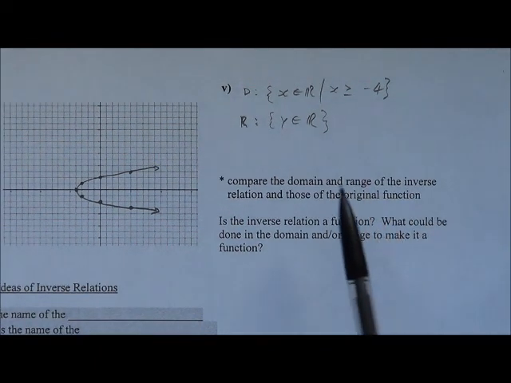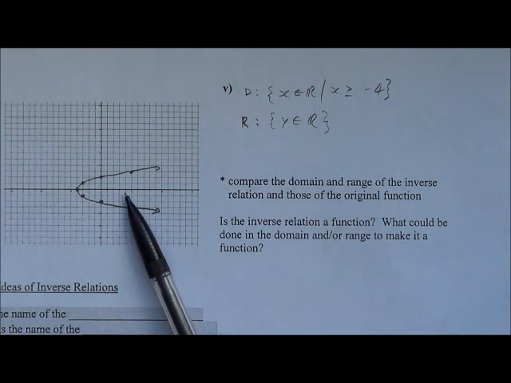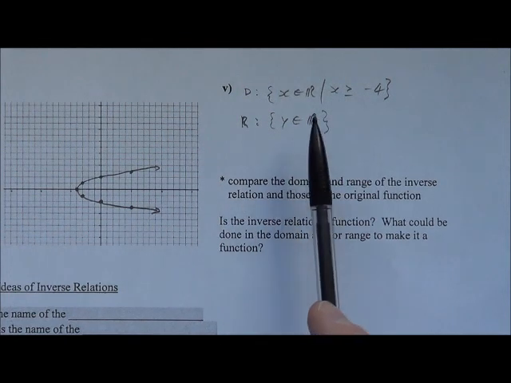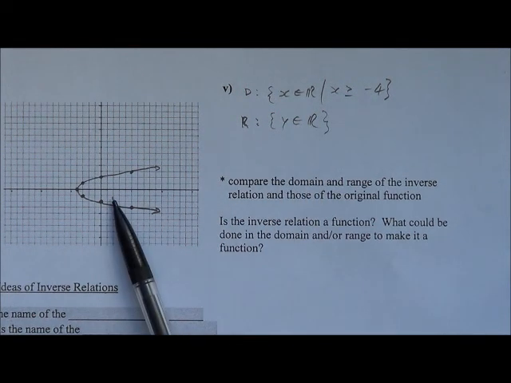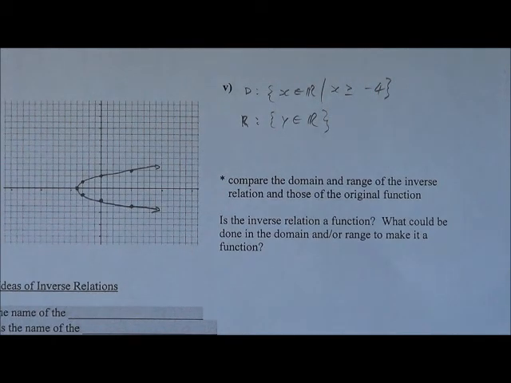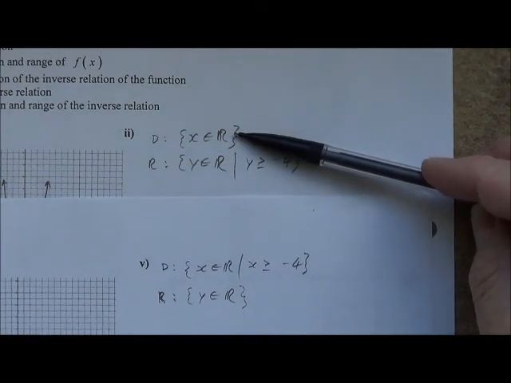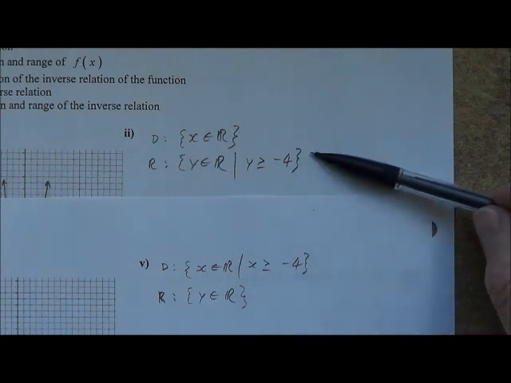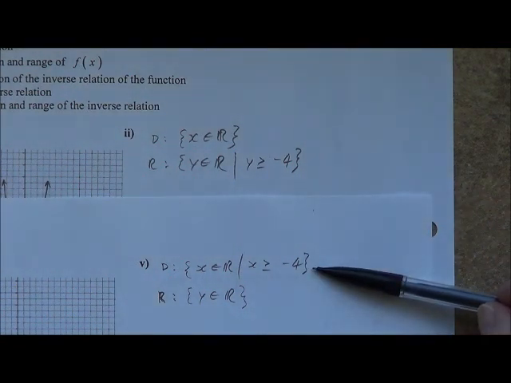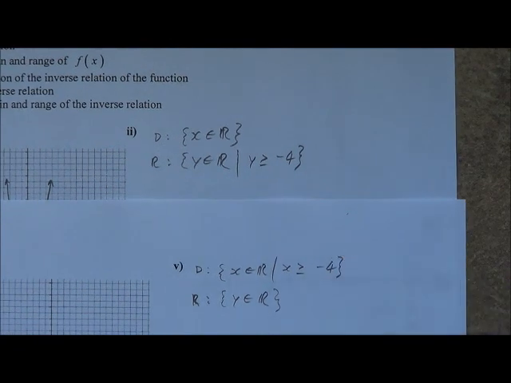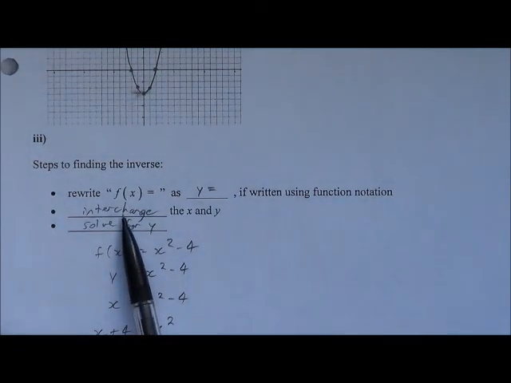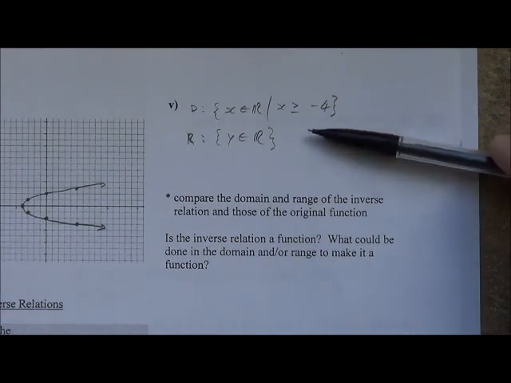Now compare the domain of the inverse function with the domain of the original function, and then compare the range of the inverse function with the original. But actually, what might even be better is if you compare the domain of the original with the range of the inverse function, and the range of the original with the domain of the inverse function. Remember that the x and y values in our steps are interchanged, therefore the domain and range will also be interchanged.